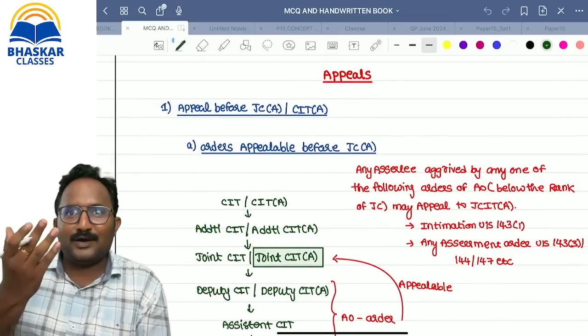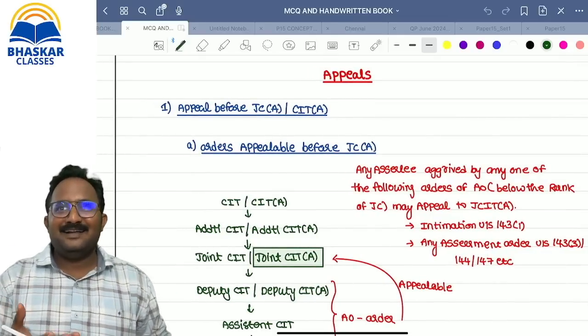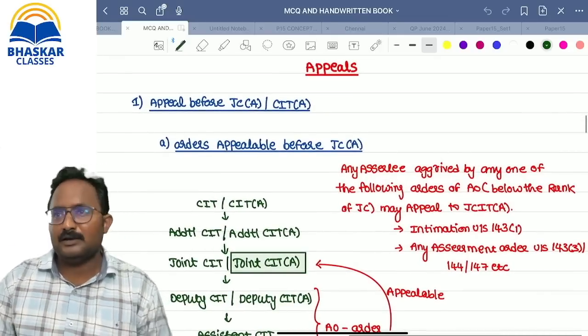Now, please open the appeals chapter. Many students are thinking the appeals chapter is over. How can I complete an 8 marks chapter within half an hour, like an overview? Right? That is not correct. We have to start it. Okay.